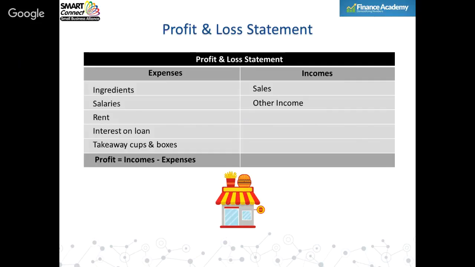If expenses are more than incomes, then accountants will say the business has made a... Rachel just typed in saying that the business would have made a loss. Well, Rachel, accountants are optimistic people. They don't use the word loss. They call this business has made negative profit, which is nothing but a loss.